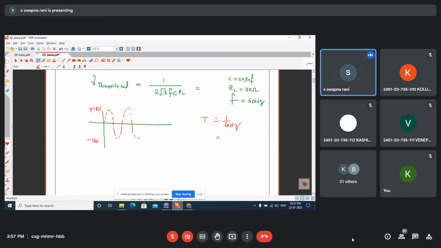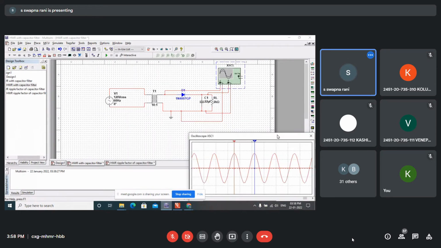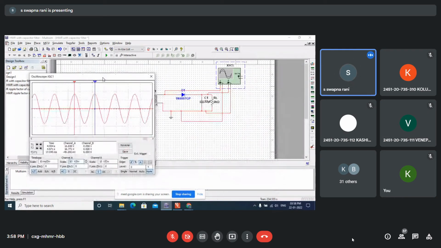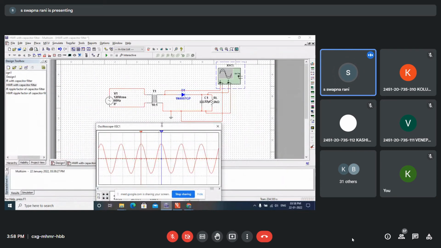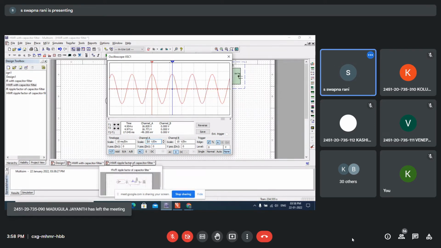So like that we have to simulate. I will send you these screenshots of the experiment calculating the ripple factor. In the screenshots, you should take two printouts: one is the input circuit waveform, and the other is the input and output waveforms. The two printouts we need to put in the lab experiment. This is how we simulate using the Multisim software.